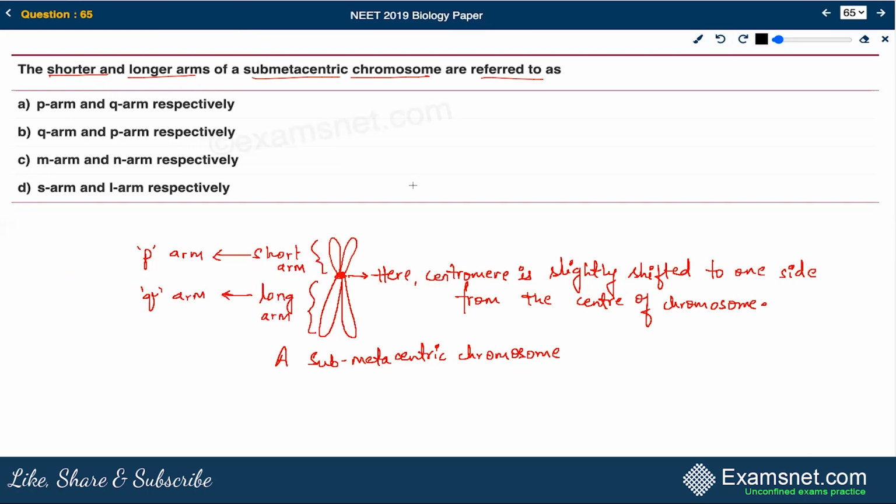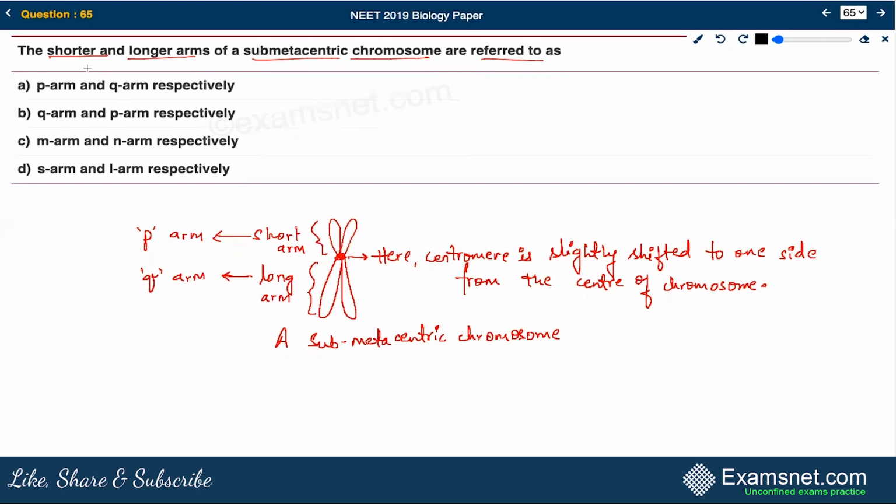All right. So let us take a look at the options that have been given. The shorter and the longer arms of the submetacentric chromosome are referred to as P and Q arm respectively. It's true. The first option is the true one. Then Q and P arm, no. M and N arm, not at all. S and I arm, no.